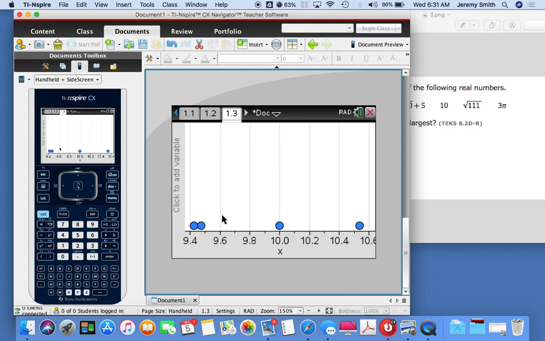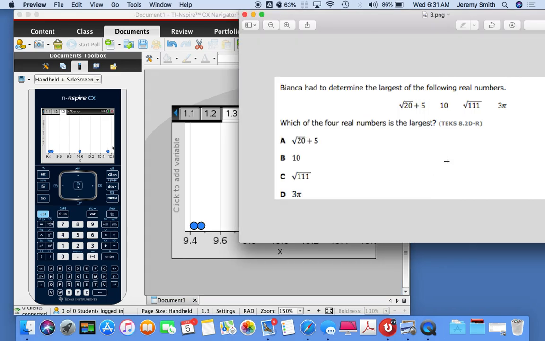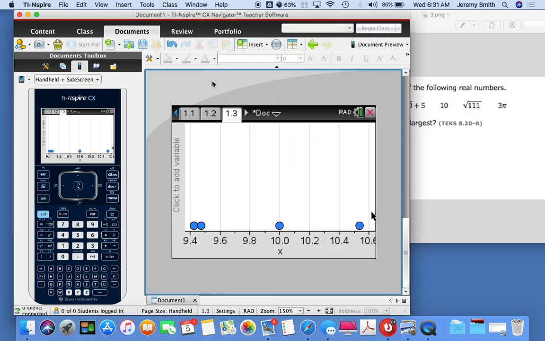Okay, and it's asking us to determine which one is the greatest. Now, if you remember, this right here is going up in sequence. So I can see that this number right here, the square root of 111, is my biggest number. All right, so I know that my answer is C. And that's the process of ordering numbers using the TI-Nspire. Remember, if it's going least to greatest, I want to look at it from left to right on the number line. If I want to see greatest to least, I want to go from right to left. And that's how we will determine that.